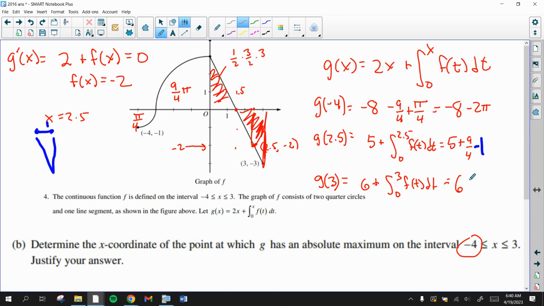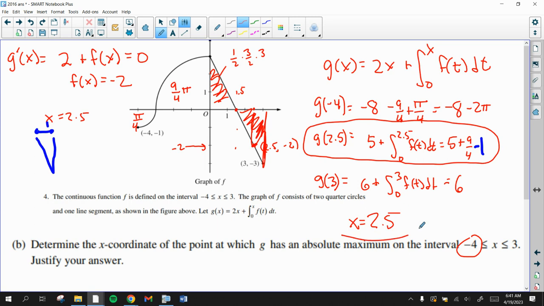We have g of 2.5 is going to be 4 plus 2.5, which is 6.5. That means we found a maximum. So to answer the question, the x-coordinate for the maximum is x equals 2.5. And that is proven by this candidates test. So that's it for B.